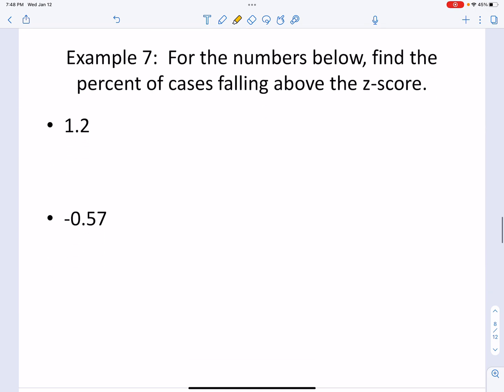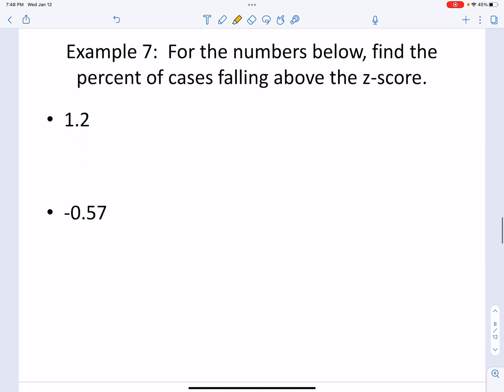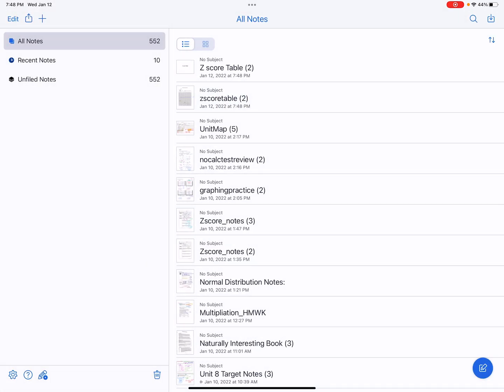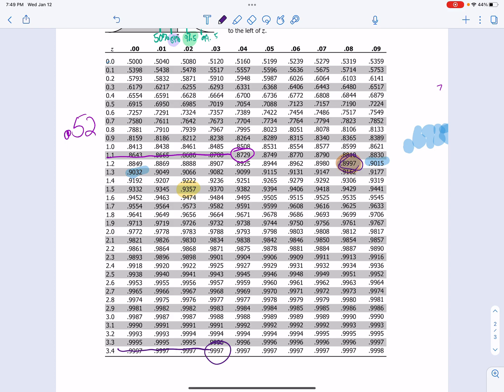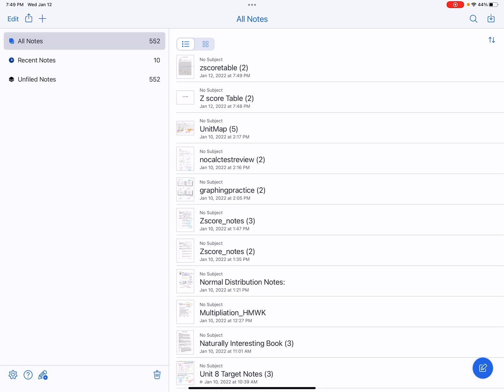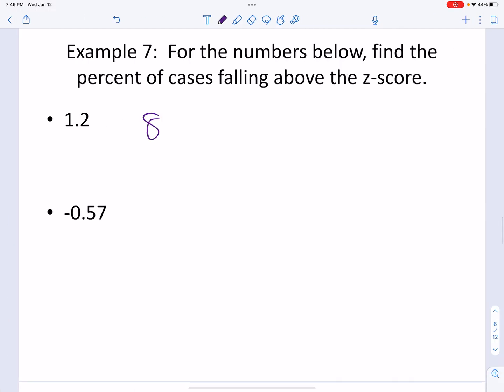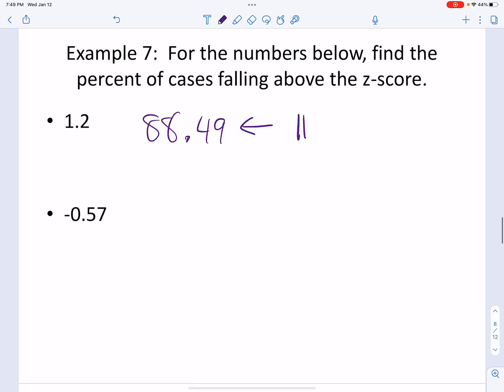Okay. For the numbers below, find the percent of cases falling above. Well, you have to understand the z-score gives the cases falling below. So if I go to the z-score of 1.2, let's just find that one. 1.2 is 88.49 below. That's going below, so I'm going to do 100 minus 88.49, and my answer would be 11.51% above.